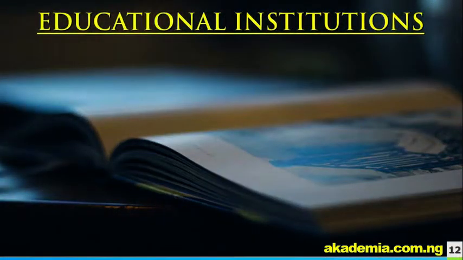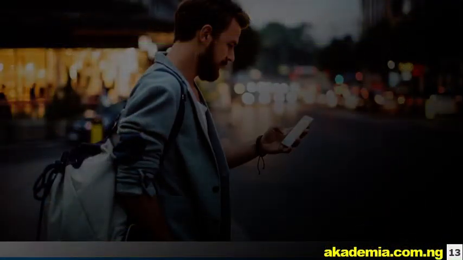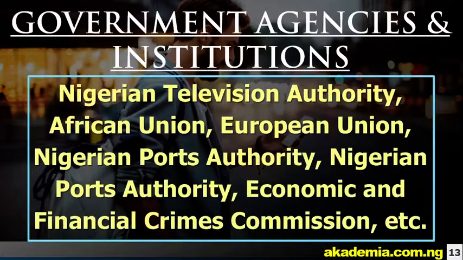Proper nouns also occur in the names of educational institutions like University of Lagos, University of Ibadan, University of Benin, Federal University of Technology, Owerri, Federal University of Technology, Minna, Federal University of Technology, Akure. We also have proper nouns occurring in the names of government agencies and institutions like the Nigerian Television Authority, African Union, European Union, Nigerian Ports Authority, Economic and Financial Crimes Commission.